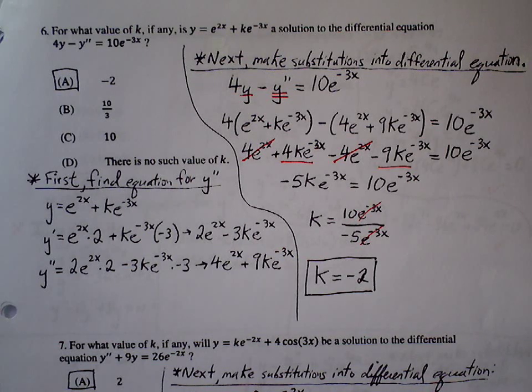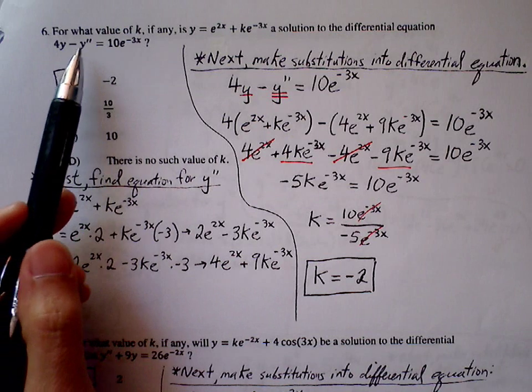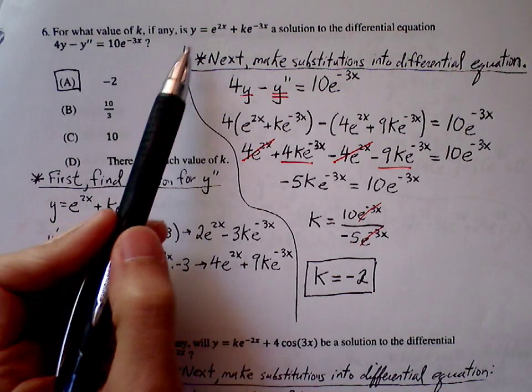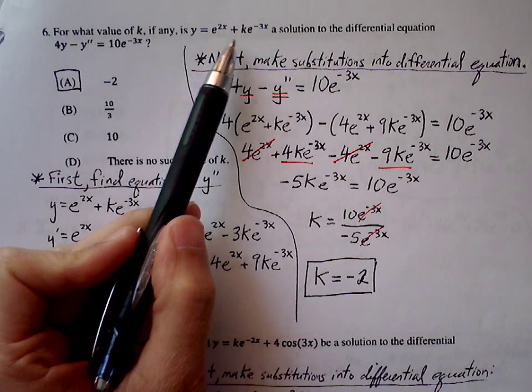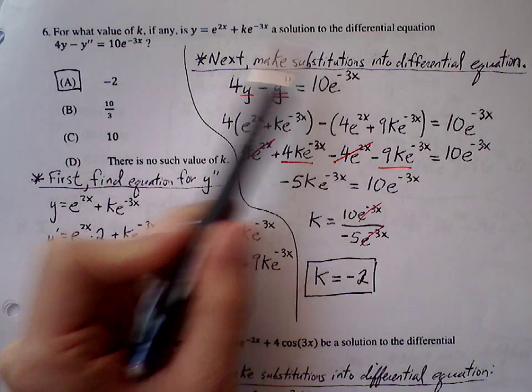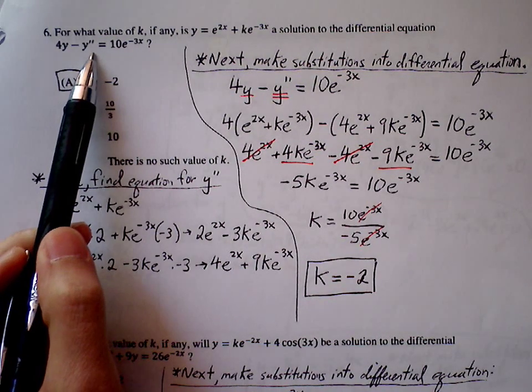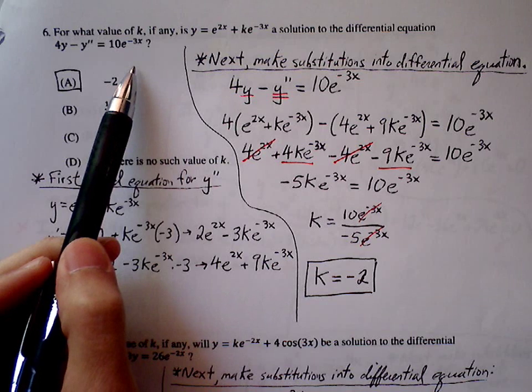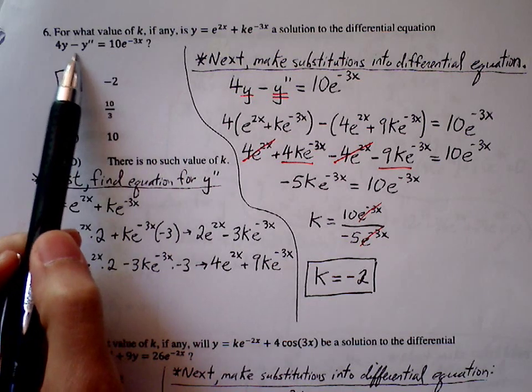Continuing with worksheet 2 of differential equations. Number 6, for what value of k, if any, is this y equation the solution to the differential equation 4y minus y double prime is equal to 10e to the negative 3x.